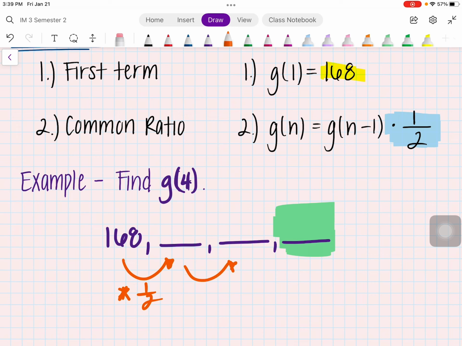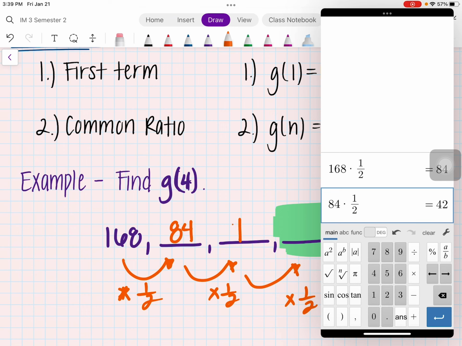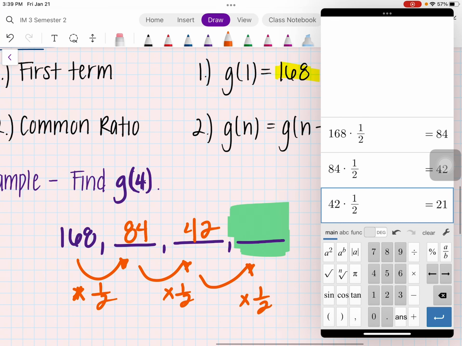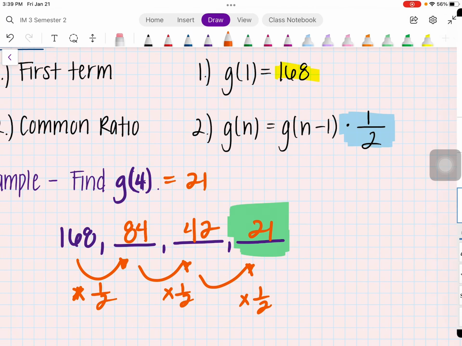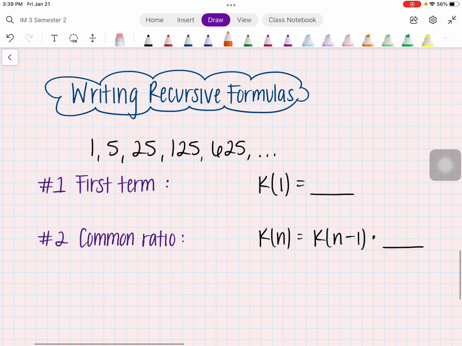So starting off in this case, guys, my common ratio is telling me that I'm going to be multiplying by 1/2 each time. So if I want to find my fourth term, I will be multiplying by 1/2 each time. So we're going to do 168 times 1/2 gives me 84. And then 84 times 1/2 is 42. And then 42 times 1/2 is 21. So our fourth term, or g of 4, is 21.